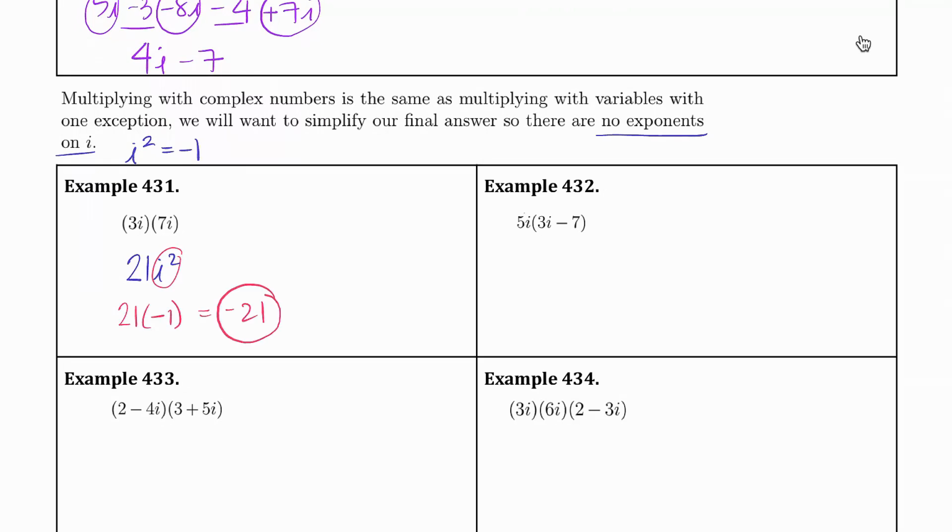Okay, on this example, if we distribute, we get 15i squared minus 35i. Again, i squared is negative 1, so we have 15 times negative 1 minus 35i, or negative 15 minus 35i. And as you do these, you can probably just jump from this step to this step. I just want to show you the middle one so we don't forget where that negative 1 comes from.